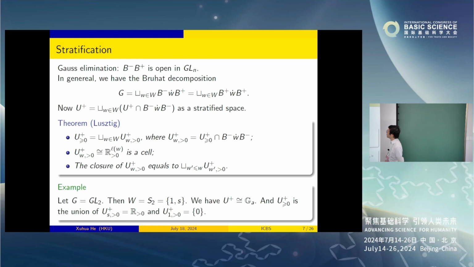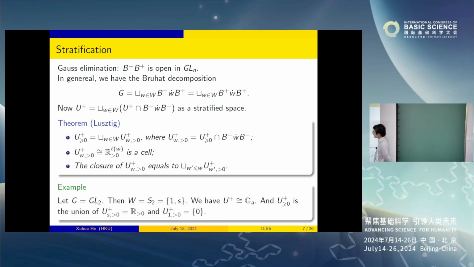So well, we have this Bruhat decomposition. We can write down the whole reductive G as the union of the B plus times B plus orbits, or the B minus times B plus orbits, and both are indexed by the Weyl group. And so if you restrict to this U plus, and we just take this intersection, this is a stratified space.